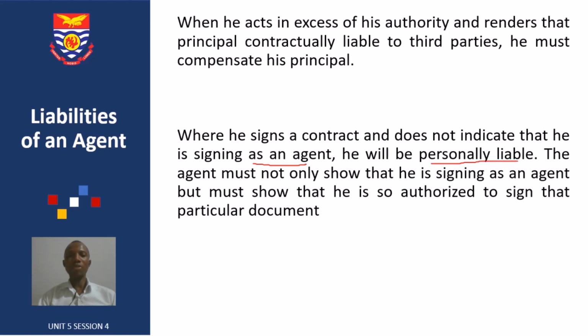Here we mean that if the agent is signing a contract, he should indicate that he is acting on behalf of another person. So here the principle of the undisclosed agent comes in. The agent must not only show that he signed as an agent, but must also show that he is authorized to sign that particular document. So if you don't indicate that you are entering a contract for someone, we presume that you are entering a contract for yourself.